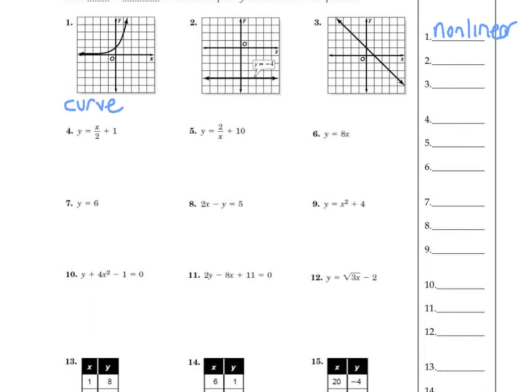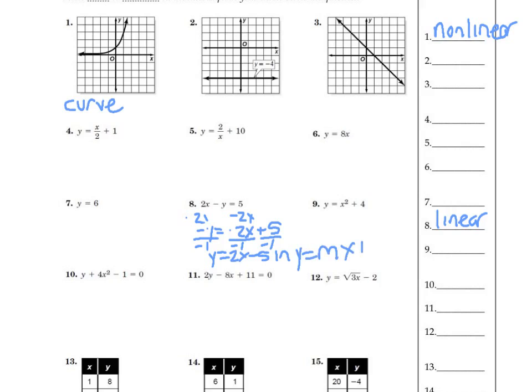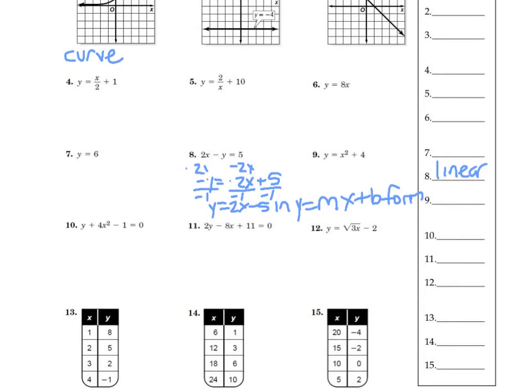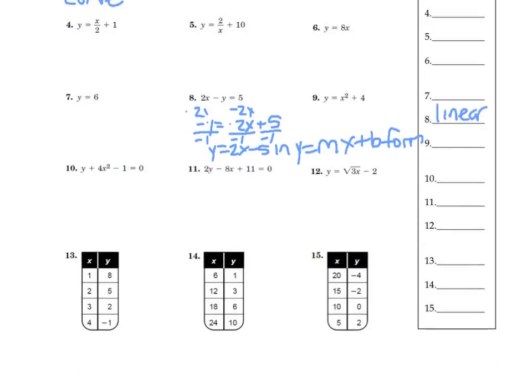Looking at number 8, we see that we could put this into y equals mx plus b form if we subtract 2x from both sides. Divided by -1, and we would get y equals 2x minus 5, and because of that, our function is linear, because it's in y equals mx plus b form. If the function was not in y equals mx plus b form, then it wouldn't be linear.